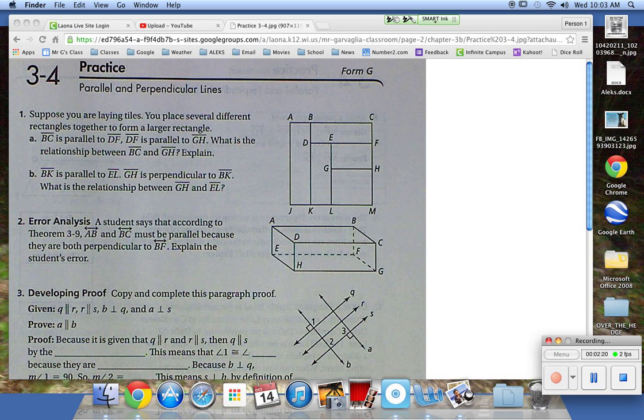If BK is parallel to EL, and GH right here, GH is perpendicular to BK. What is the relationship between GH and EL?